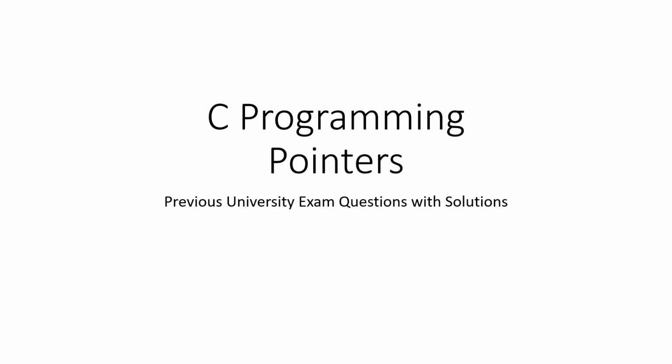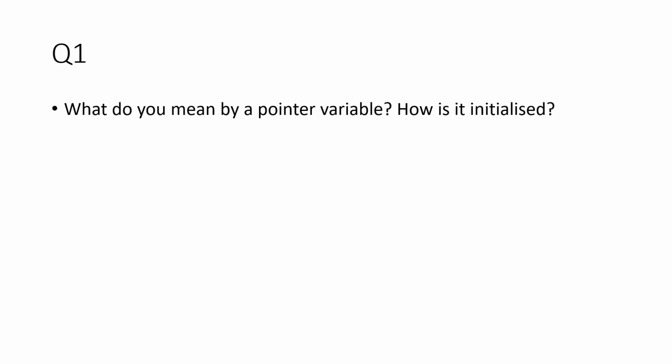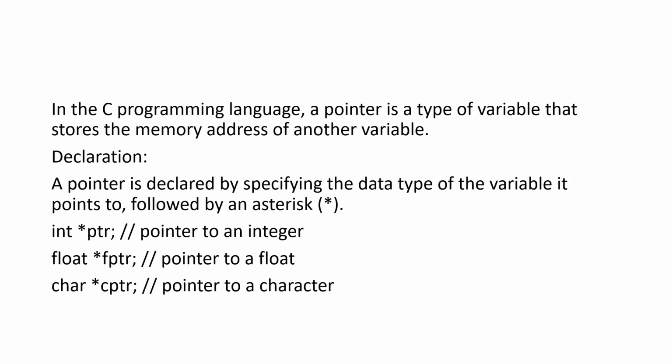In this video, we will see some of the important questions on pointers in C programming. Question number 1. What do you mean by a pointer variable? How is it initialized? In C, a pointer is a type of variable that stores the memory address of another variable. A pointer is declared by specifying the data type of the variable it points to, followed by an asterisk.